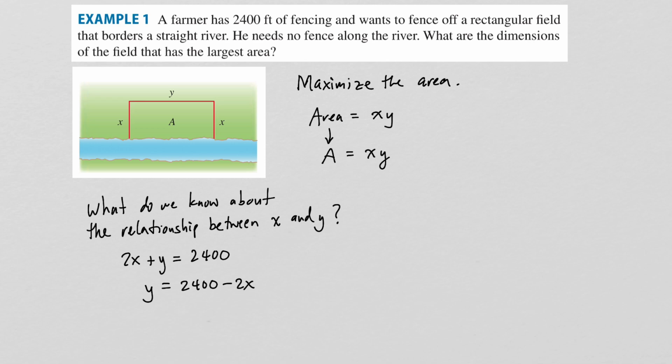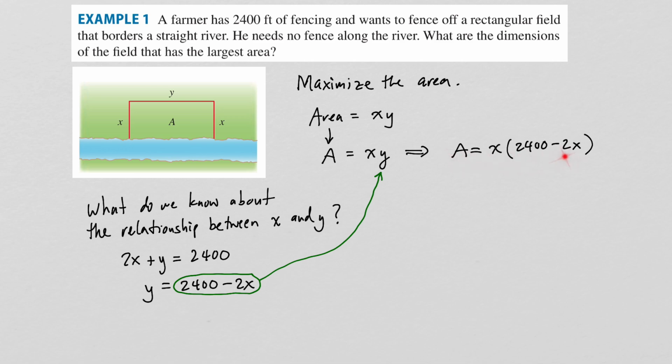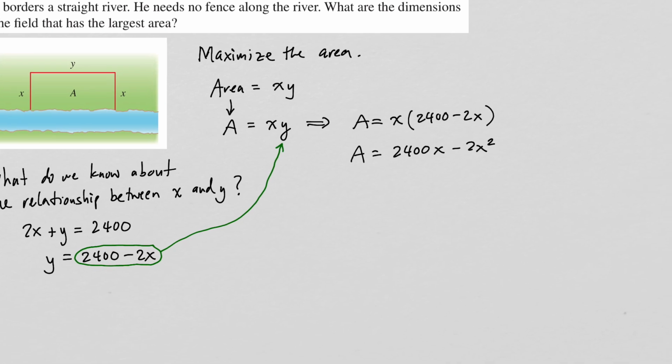And now that I know that y is 2400 minus 2x, I can take this expression for y, come back up to the function we wish to maximize, and substitute that expression in for y in that function. And so our area function, which is x times y, now becomes x times 2400 minus 2x. And now you see the area is expressed as a function of a single variable. And so area here can be simplified to 2400x minus 2x squared, if we multiply that out.